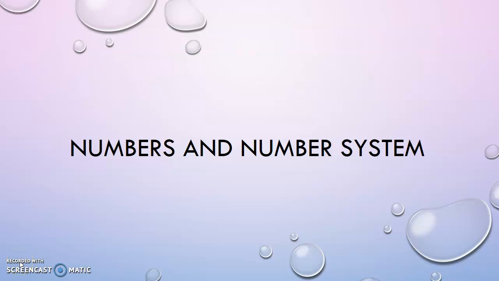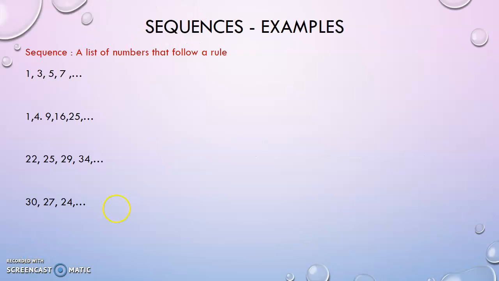Hello children, in our previous session we saw what sequences are. Let us look at sequences. A sequence is a list of numbers that follow a rule. So you have a set of numbers and these numbers follow a rule. This is the first number in the list, then this is the second term. So the different numbers in the list are called terms. You can find the next term when we know the rule to find the next number in the list.